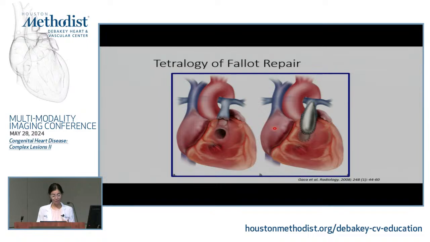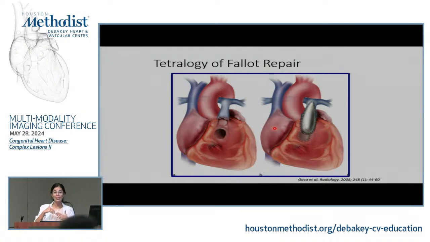So we have a VSD, RVOT obstruction, right ventricular hypertrophy secondary to the RVOT obstruction, and an overriding aorta. And all of these are caused by one problem, which is? Yes, anterior malalignment of the conal septum. That's the one problem that explains it all.